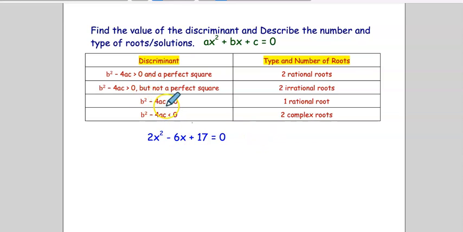Find the value of the discriminant and describe the number and type of roots or solutions. Right? So, in a given quadratic equation, ax square plus bx plus c is equal to 0, find the discriminant. This is the discriminant: b square minus 4ac. And after finding the discriminant, depending on its value, you'll have to comment on the nature of the roots.